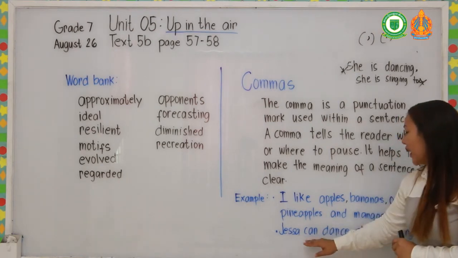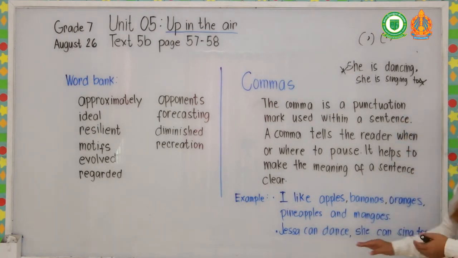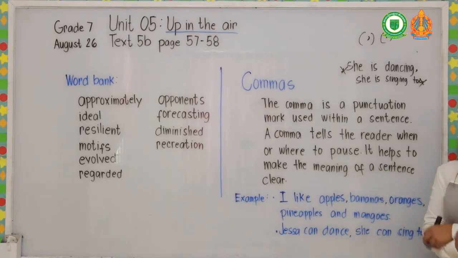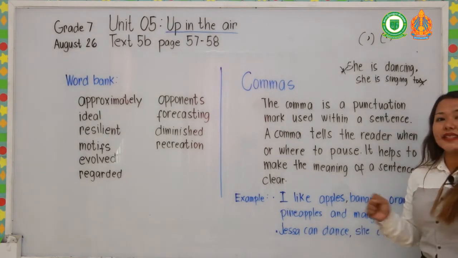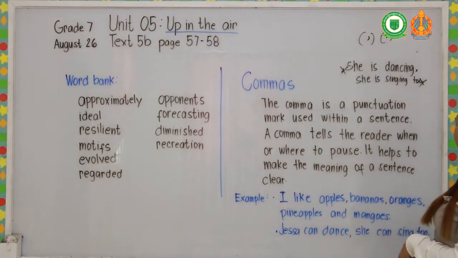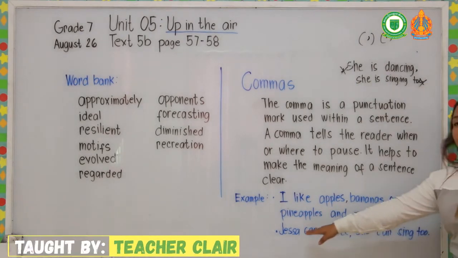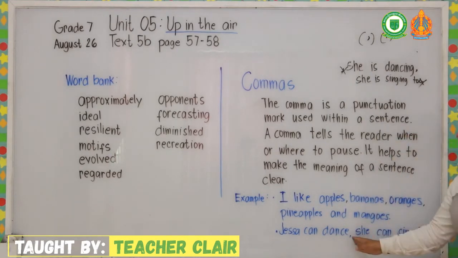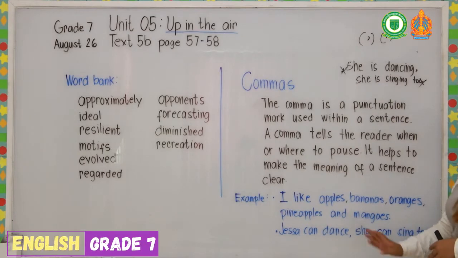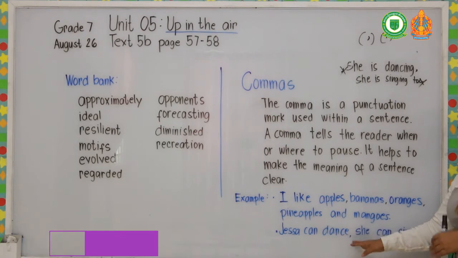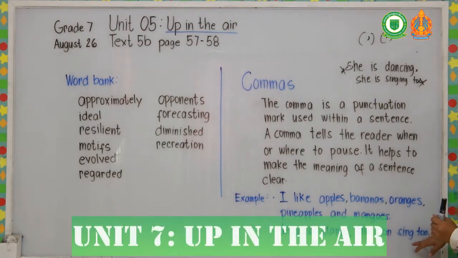Okay, another use is it helps to make the meaning of a sentence clear. So, Jessa can dance, she can sing too. So it makes the meaning of the sentence clear. So in here, Jessa can dance. Okay, Jessa can dance. And another independent sentence, she can sing too. So who can sing? Jessa, right? So this comma makes these two sentences clear. Okay, because Jessa can dance, she can sing too.